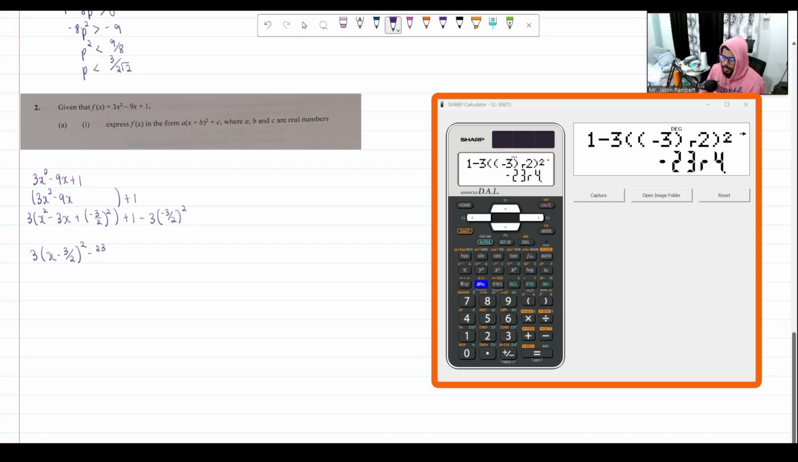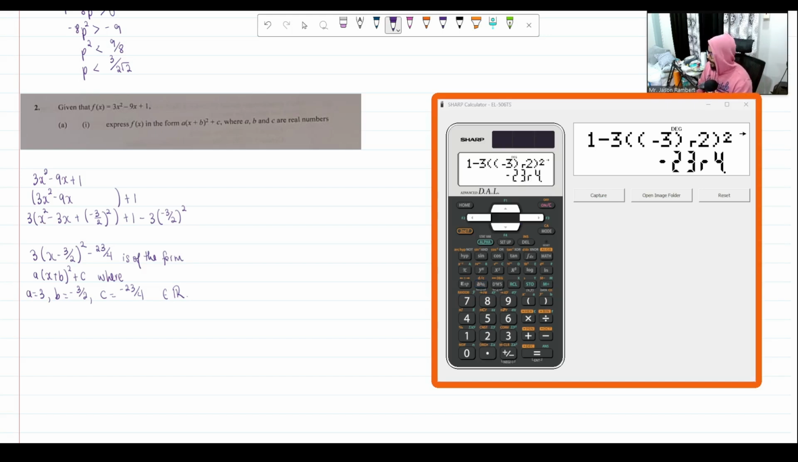Minus 23 over 4 is of the form a into x plus b squared plus c, where a is 3, b is minus 3 over 2, and c is minus 23 over 4, are all elements of the real numbers.